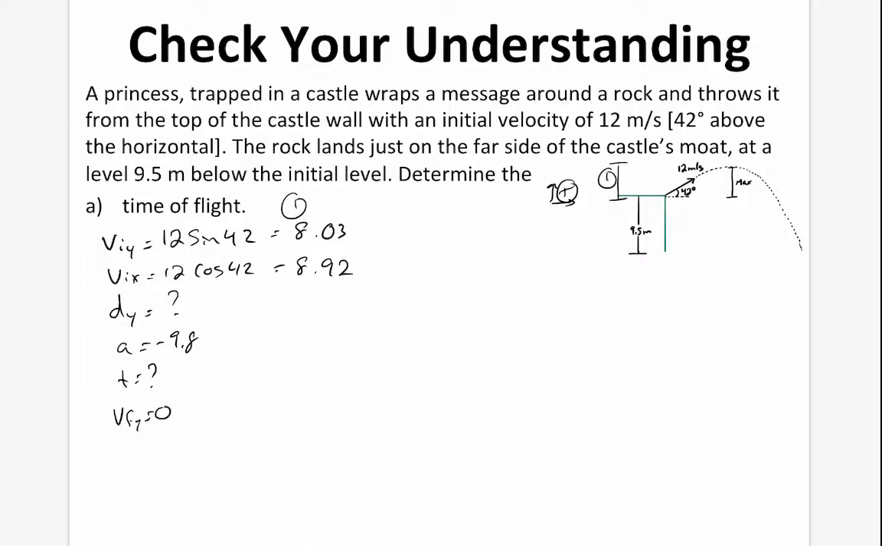So now we can use our equation, a equals Vf minus Vi over t. We can rearrange: t is equal to Vf minus Vi over a. Vf is 0 minus 8.03 over negative 9.8, and that gives us 0.82 seconds. So that's the time it takes to get up. Now we know from the previous question we're going to need to know max height as well. So let's work on that here.